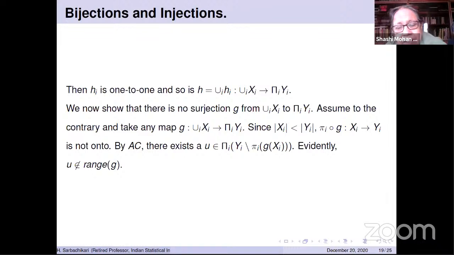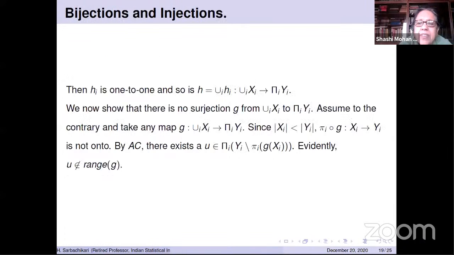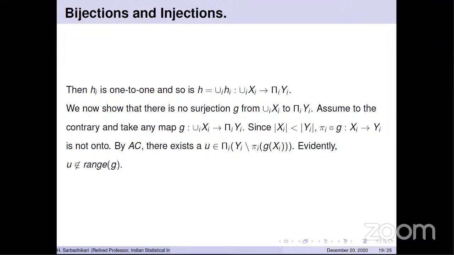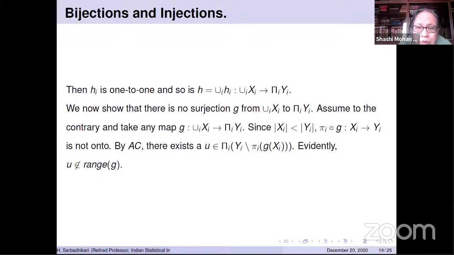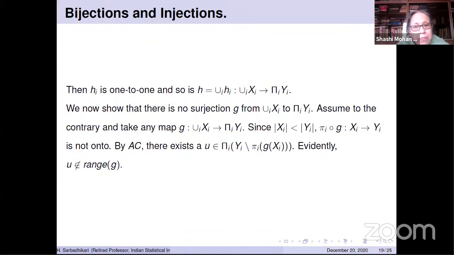Now look, the ith coordinate of u is outside gi of xi. So this u cannot be in the range of g. If it was, it would come from gi of xi for some i, and then the ith coordinate cannot be outside gi of xi. Is that all right? Any doubts? You want me to clarify anything? No, ma'am, I said this was okay. So actually, then we have proved this result, right?